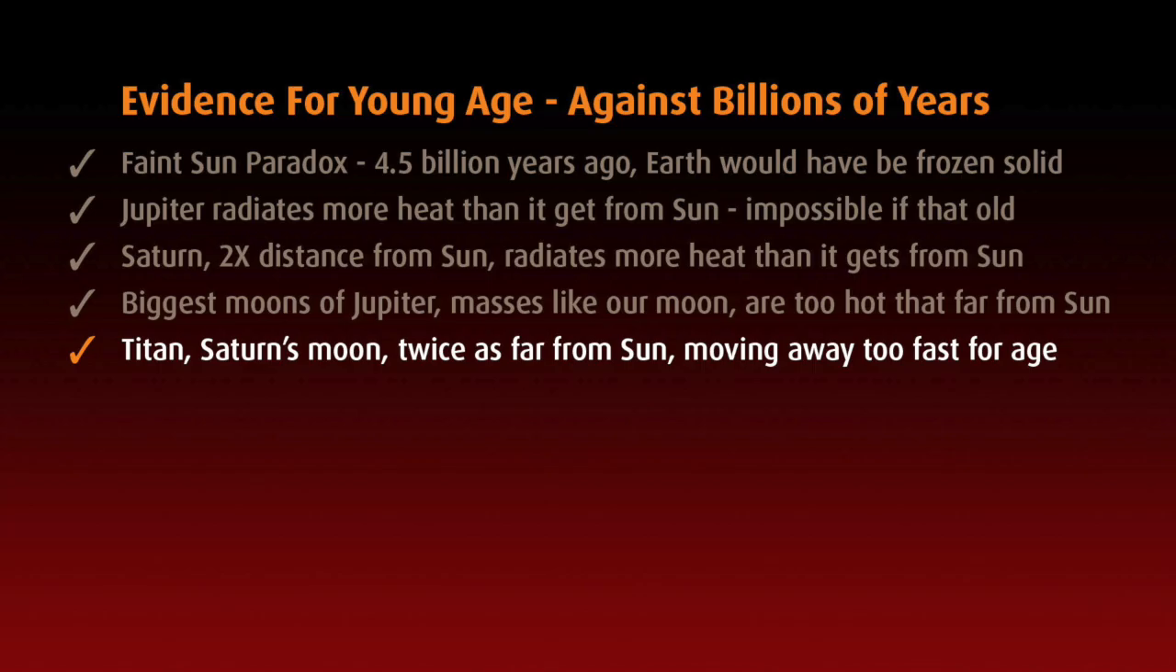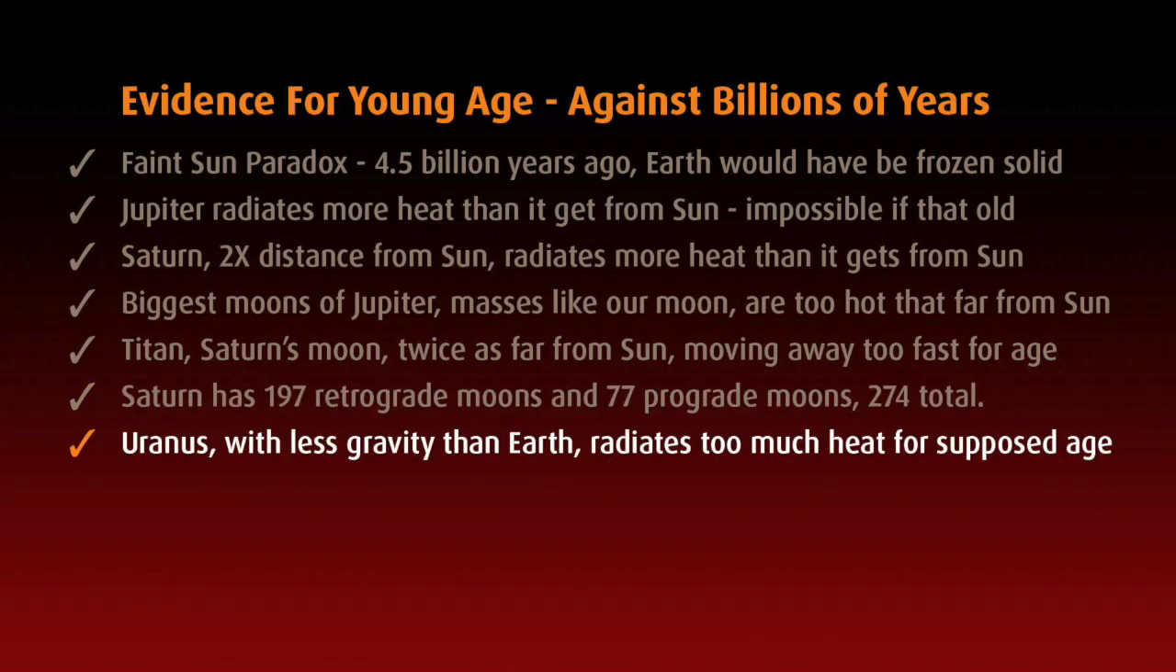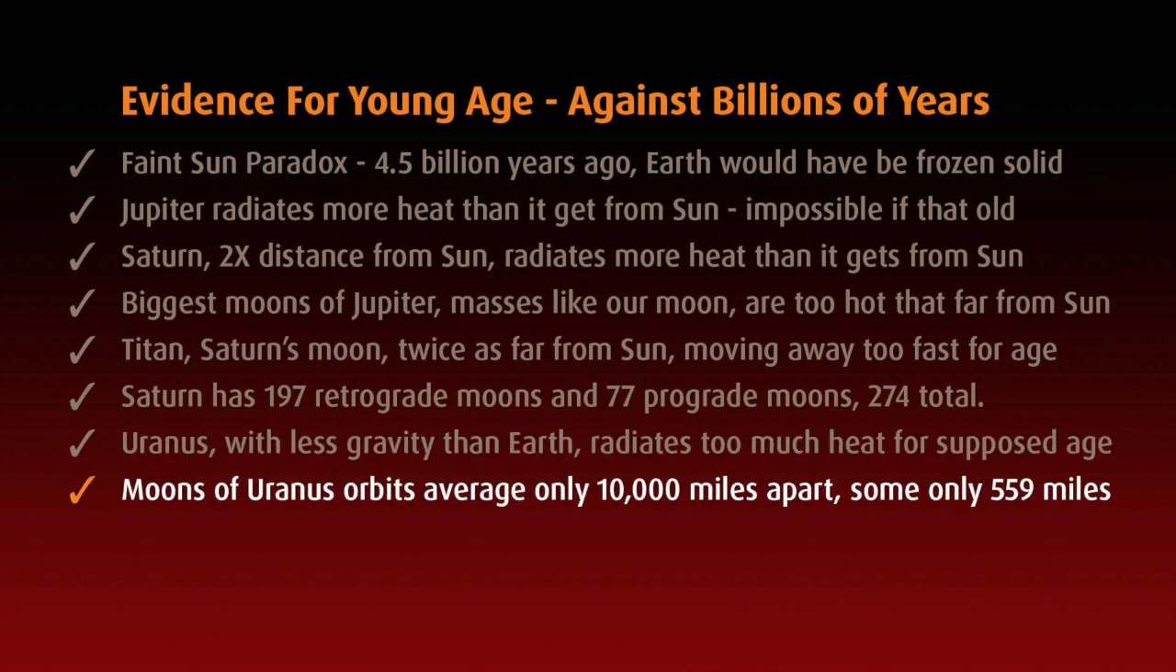Titan, Saturn's largest moon, is moving away too fast for its claimed age. Saturn has 197 retrograde moons and 77 prograde moons, 274 total, spinning in opposite directions, which can't have been going on for billions of years. Uranus, with less gravity than Earth, radiates too much heat for the supposed age. And the moons of Uranus orbit on average only 10,000 miles apart, some only 559 miles apart. Again, that can't have been going on for billions of years.